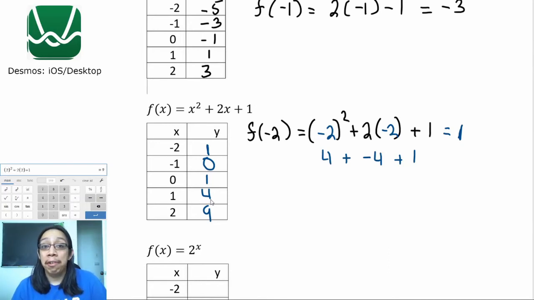Now, if you have a calculator at home, like let's say one on your phone, you can also do it. Just make sure that it's on scientific, because if you use a basic function, it probably won't put in the parentheses in the right way. Same thing with the exponent.